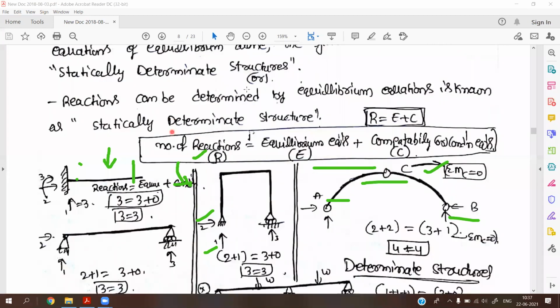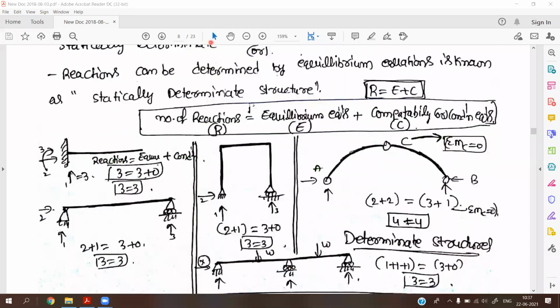For example, I will explain one or two more examples. For example, this is a cantilever beam. In a cantilever beam, we have only one fixed support. In the fixed support we have three reactions. So three reactions and equilibrium equations, I already told that. For beams we have three equilibrium equations. So three reactions, three equilibrium equations. Therefore, this is a determinate structure.